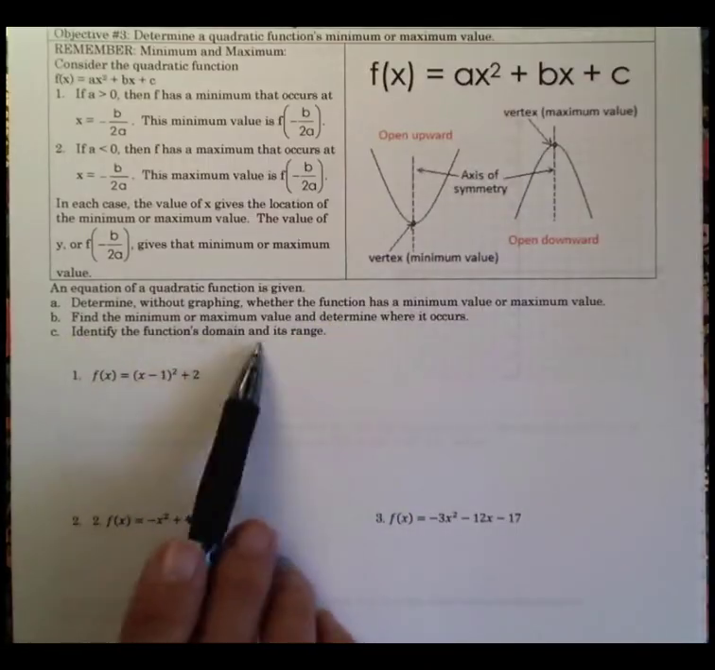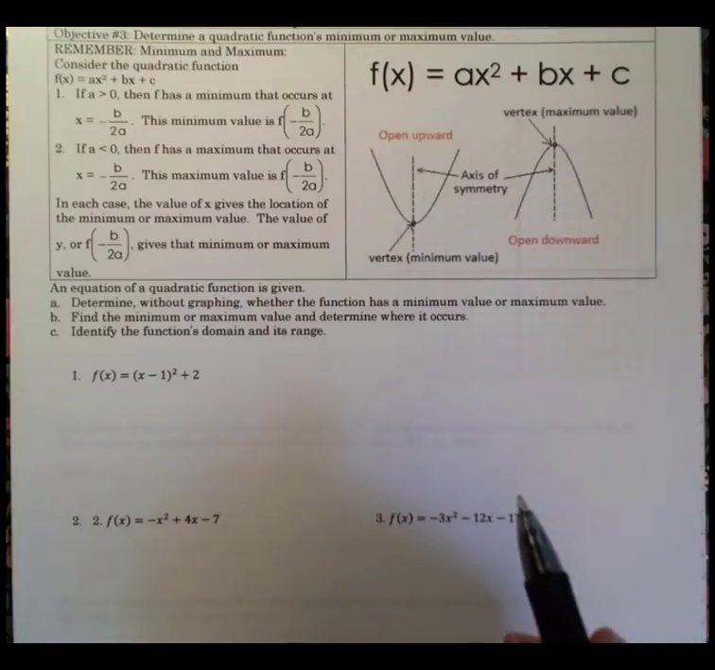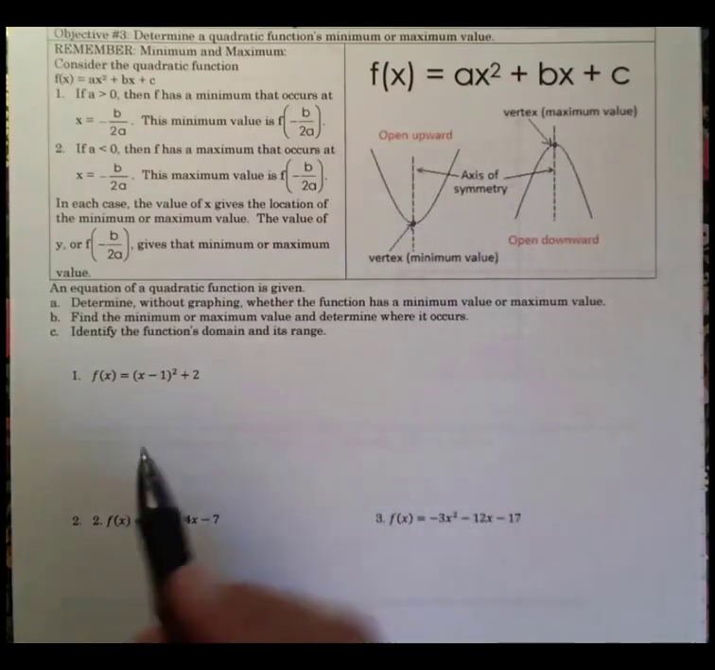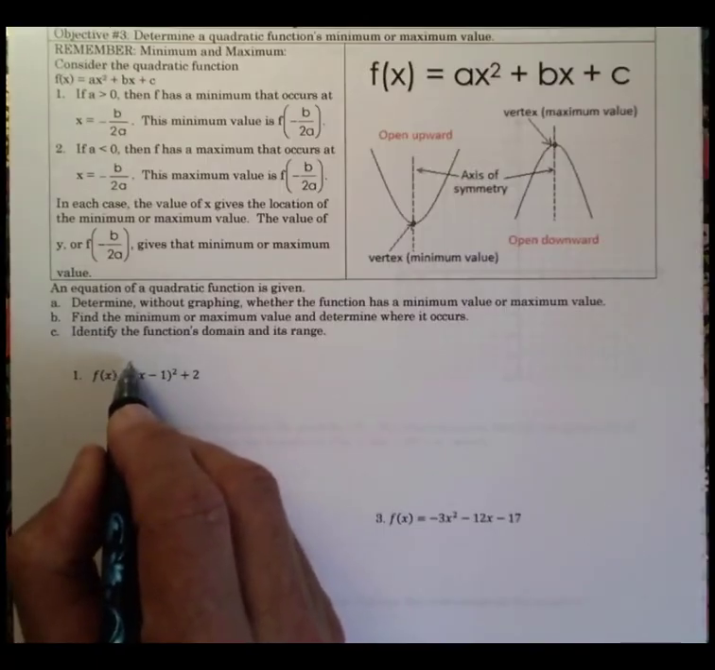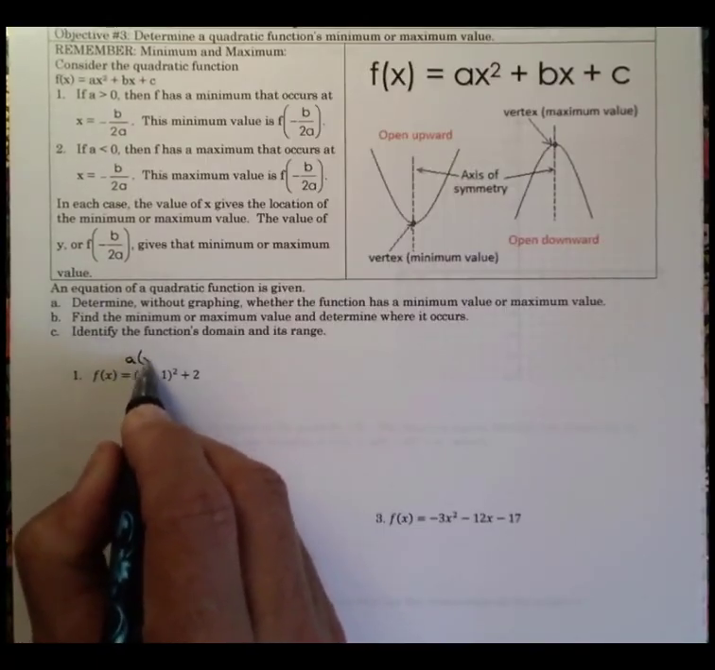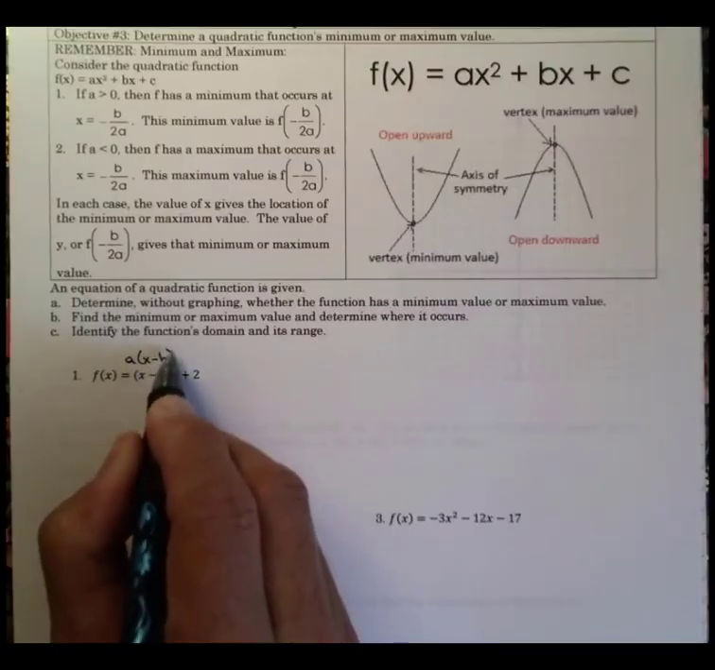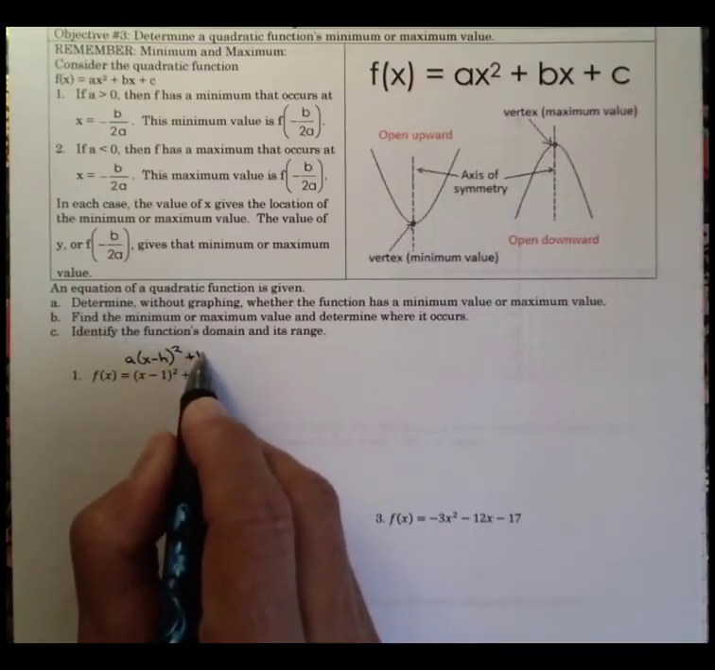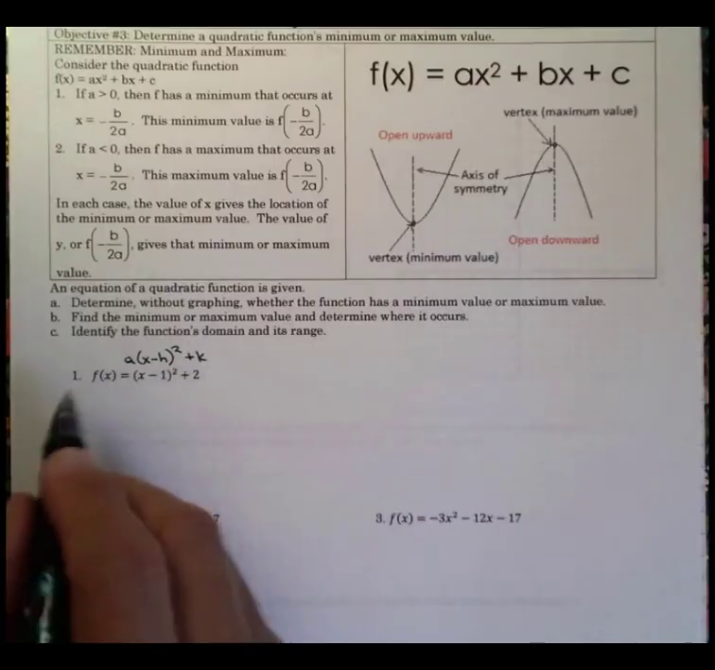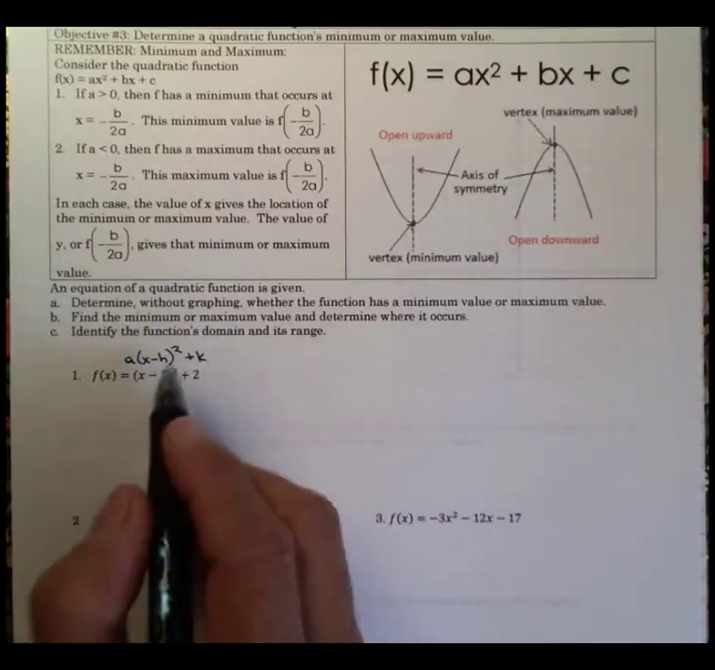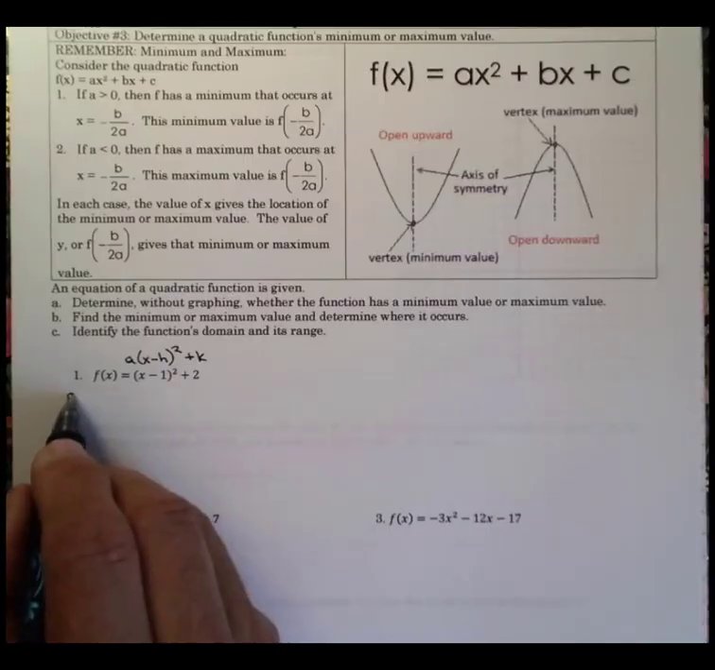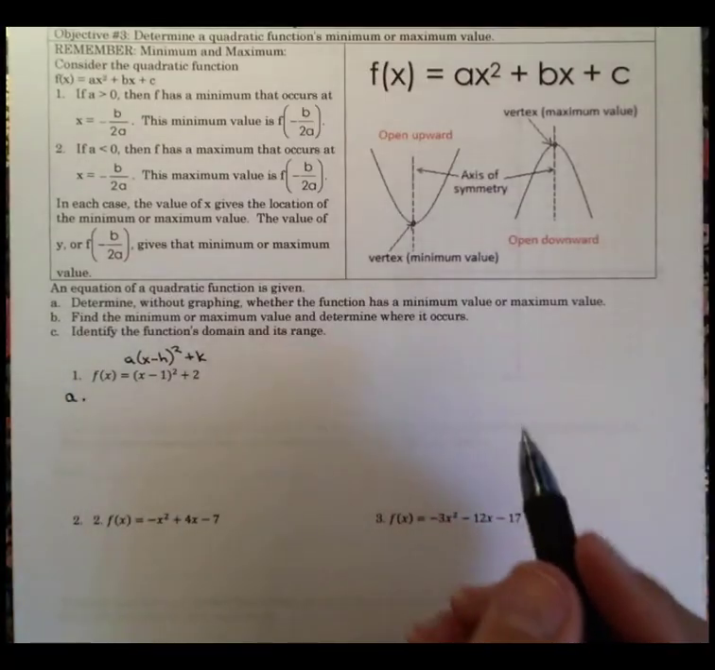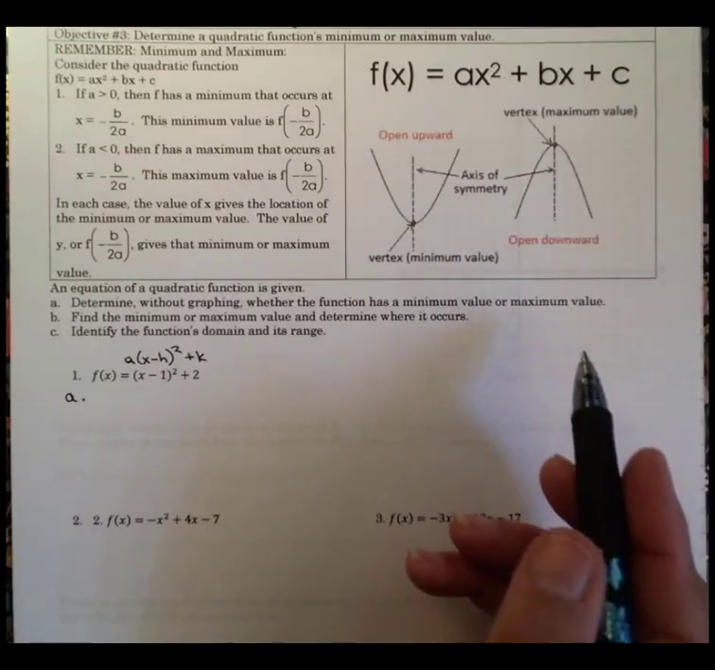And then we're going to find the domain and range. And we can do that quickly without having to graph the parabola. This one is already in our standard form, so I'm going to write it down here. It's a times x minus h squared plus k. And I know the vertex is (h, k), and this is the correct format, so I'm just going to answer my first question here. Question A, is it a minimum value or maximum value that this one has?